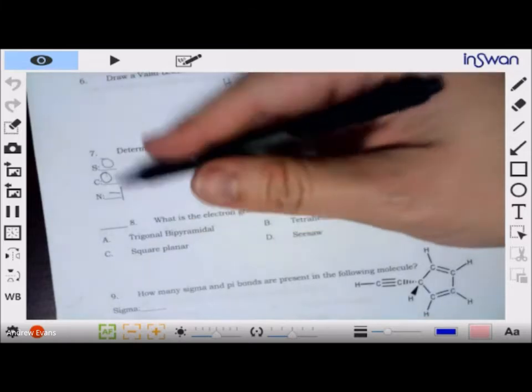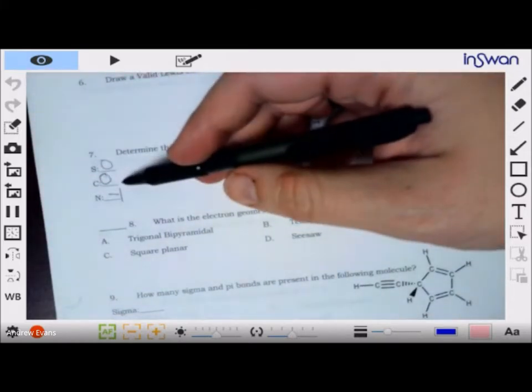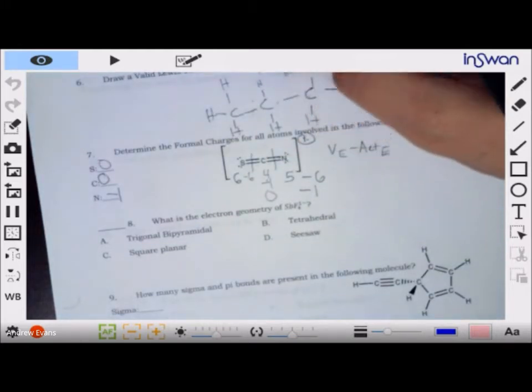Notice all formal charges should add up to the overall charge. -1 plus 0 gives you -1. Well, that works.